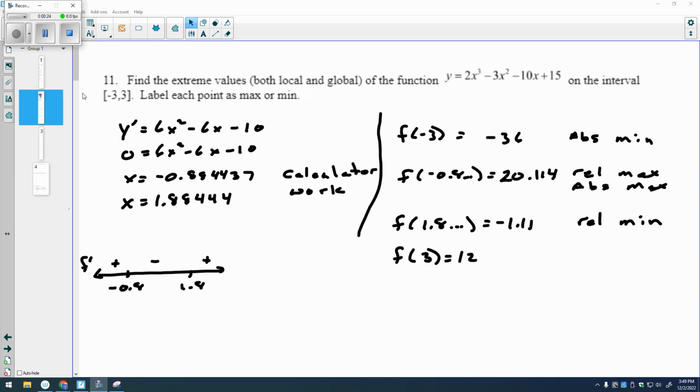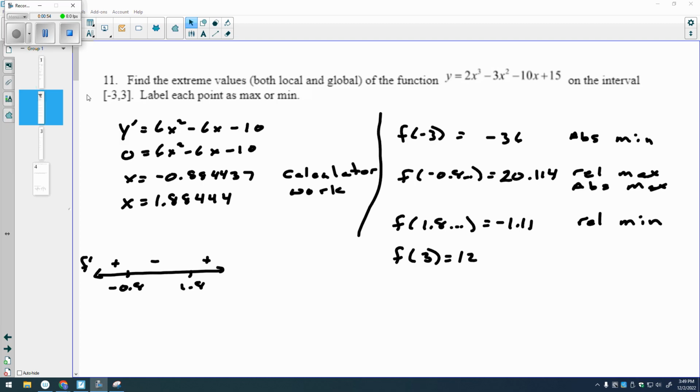So question 11, find the extreme values, both relative and absolute is another way of saying that. Okay, so relative in a local, a given region, and global, absolute, the biggest. So that's our plan. In order to do either one of those, the first thing I need to do is find critical values. Critical values, again, is where my derivative is 0 or undefined. So my first step is find the derivative.